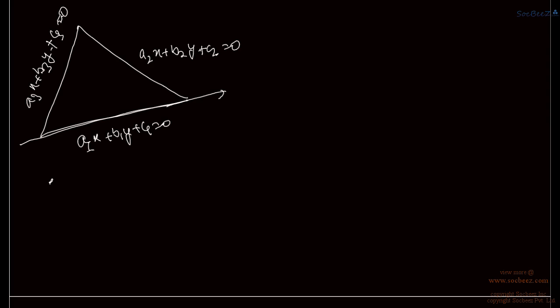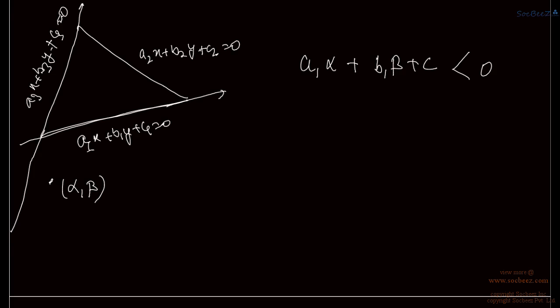Okay, so suppose there is a point which is outside this triangle. Say this point is x1, let us denote this point as (alpha, beta). Then the expression a1 alpha plus b1 beta plus c1 is less than 0, because the point is in the lower half of that line. Similarly, the point is also in the lower half of this line and also the lower half of this line.